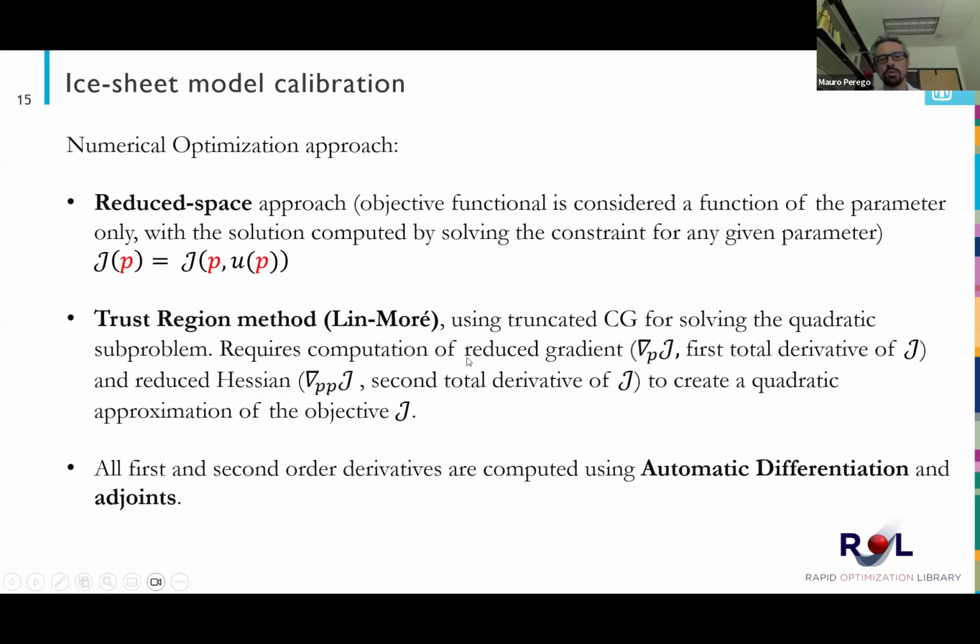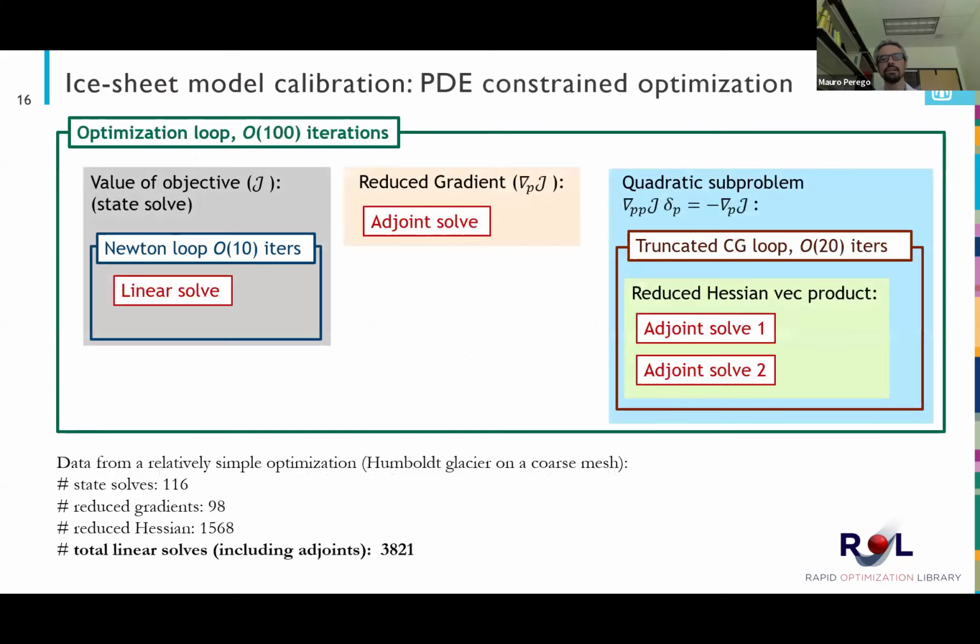And in order to apply this method, we have to compute the reduced gradient and the reduced Hessian of the functional, and we do this with both automatic differentiation and solving adjoints. Here is another slide that tells you a little bit more how these different components work. So essentially, the numerical optimization solver wants you to compute the objective functional J for a given parameter, its reduced gradient, and then solve this quadratic subproblem to compute this quadratic approximation.